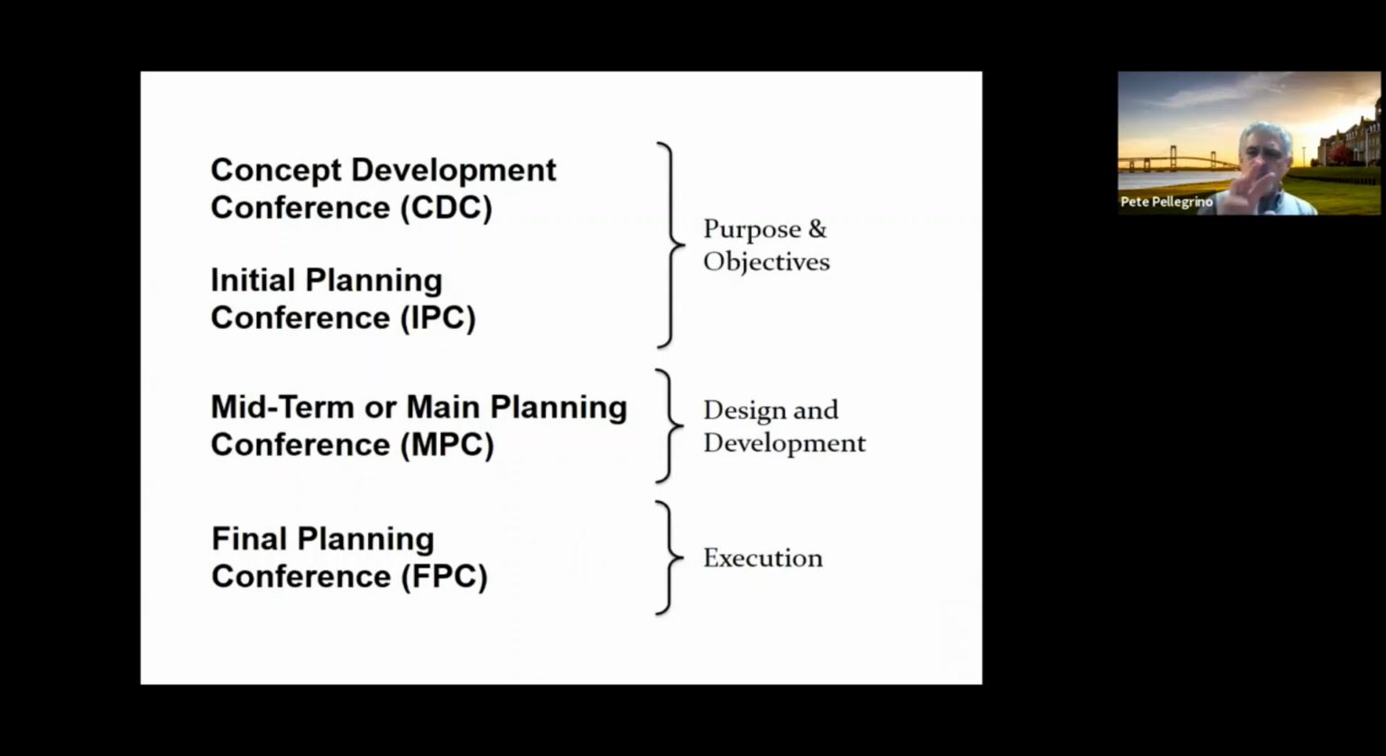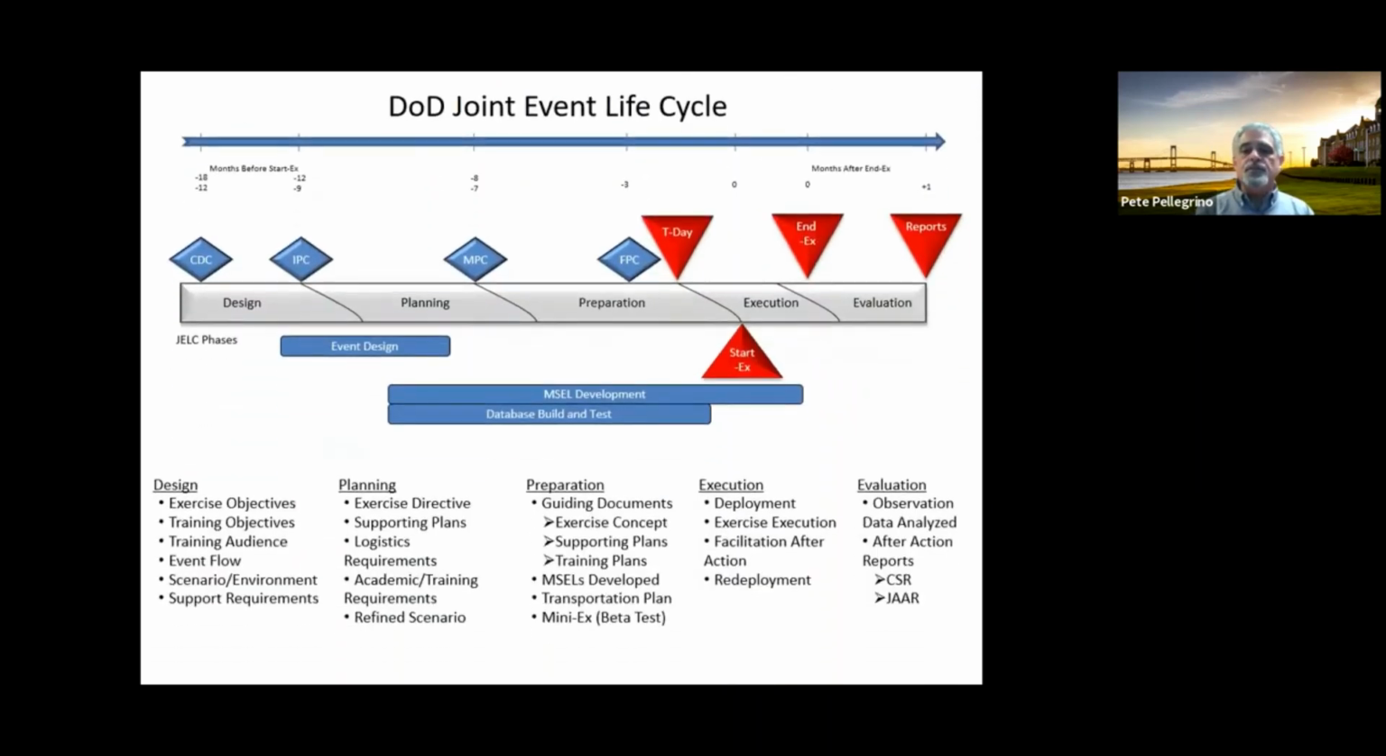So the biggies that you typically see are the concept development conference, the CDC, the initial IPC, the mid or main MPC, and a final planning conference. From the college's perspective, we try to use the first two really to nail down purpose and objective, okay? Such that then for the mid planning one, we're trying to get the design blessed so we can step out smartly into development. And at the final one, we're really just trying to tie up execution loose ends. The analogy we like to use is building a home, which I'll show you here.